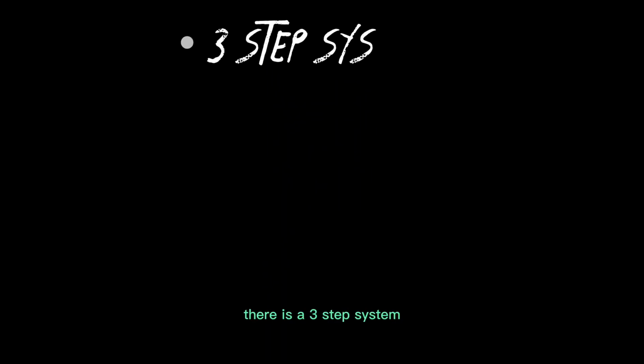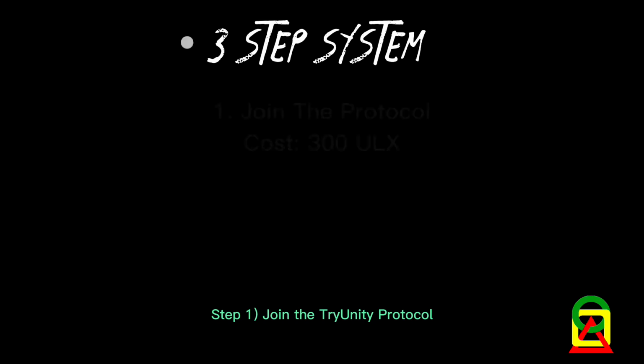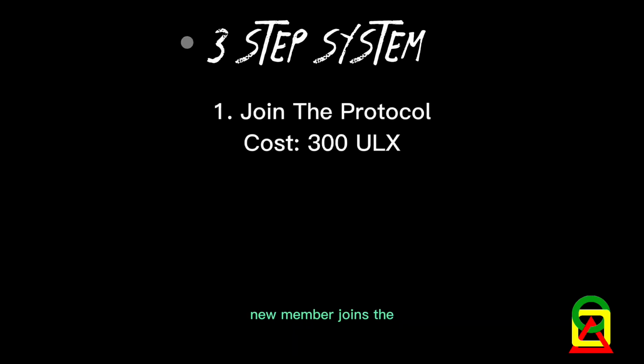There is a three-step system. Step 1. Join the TryUnity protocol. A new member joins the TryUnity smart contract through an invite link for 300 ULX. These new members will then interact with the TryUnity smart contract. 300 ULX is split into three transfers.